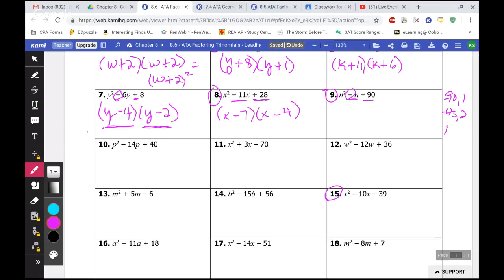10 and 9. -10 plus a positive 9 gives me a -1. And that's this term right here, because when there's no coefficient, the understood coefficient is 1. So my factors are n minus 10, n plus 9.